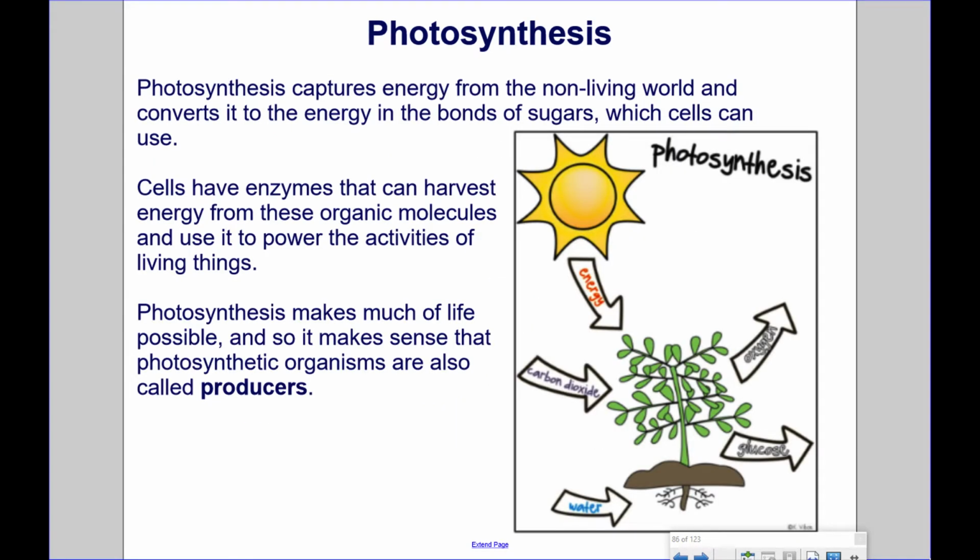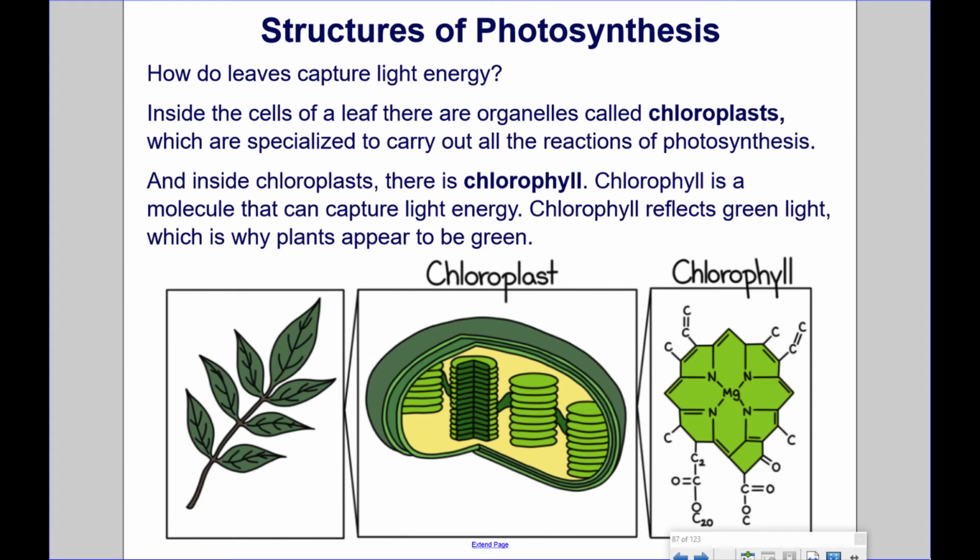Photosynthesis captures energy from the non-living world and converts it to the energy in the bonds of sugars which cells can use. Cells have enzymes that can harvest energy from these organic molecules and use it to power the activities of living things. Photosynthesis makes much of life possible, and so it makes sense that photosynthetic organisms are also called producers.